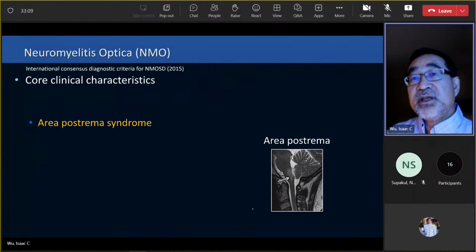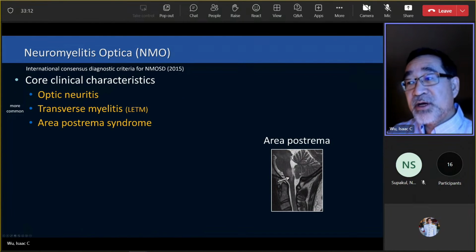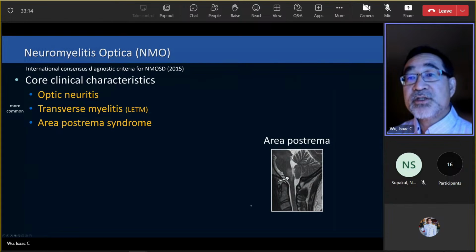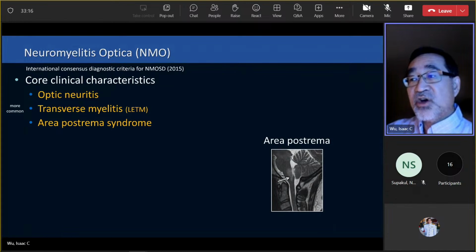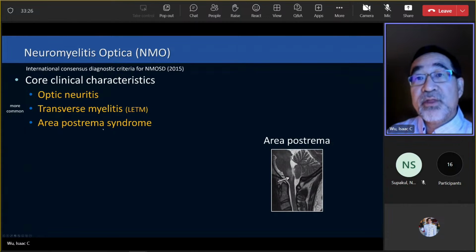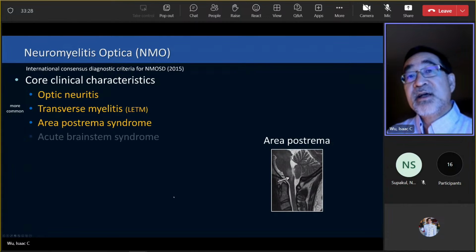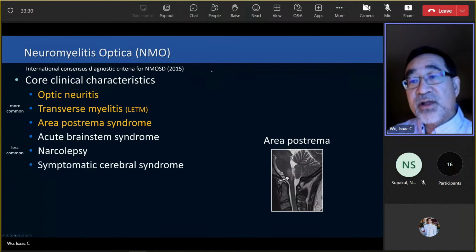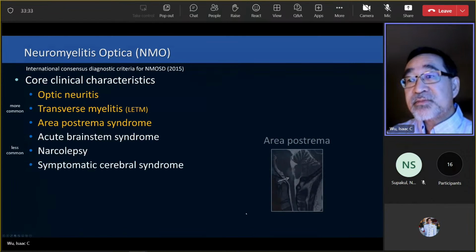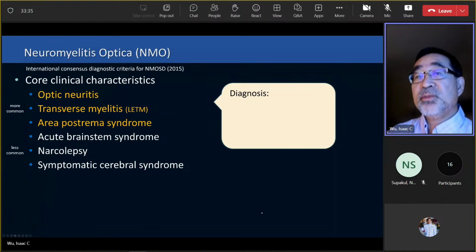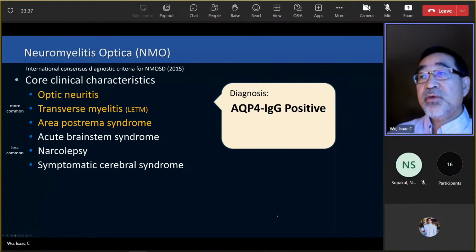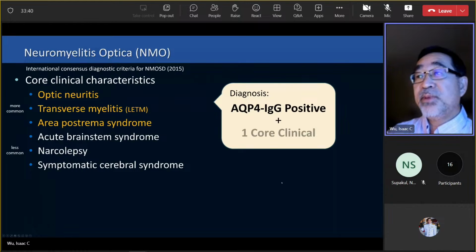So as I mentioned earlier, one of the areas, the area postrema, is an important area for NMO. So on imaging, when you see a signal abnormality there, that's important because that's one of the main clinical criteria, in addition to the things that we know, optic neuritis and transverse myelitis. And then there are other clinical criteria that are not as common. The key thing for the diagnosis to make clinically is that you have an NMO or aquaporin-4 antibody positivity plus one core clinical criterion.